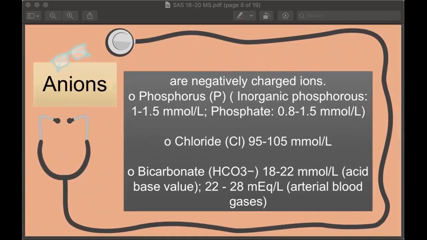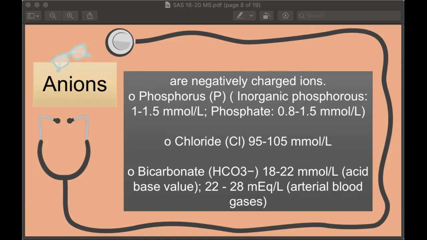So let's move here to your anions. The opposite: these are your negatively charged anions. We have phosphorus, which has two types: inorganic phosphorus and phosphate. But let's talk about phosphorus in general. It is the main ICF anion, and it promotes energy storage as well as carbohydrate, protein, and fat metabolism. Another thing here, your phosphate actually acts as a hydrogen buffer.